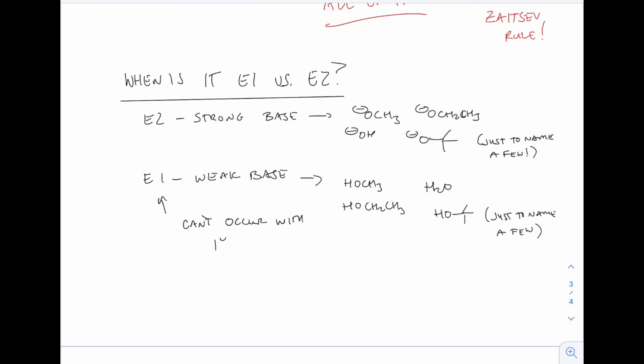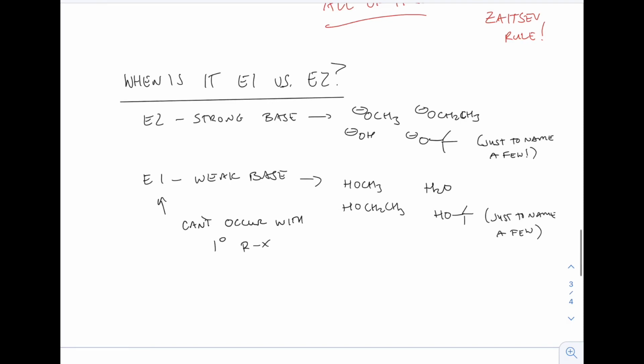And also, just remember that the E1 can't occur with the primary alkyl halide. It's too unstable of a carbocation intermediate. And so if it's secondary or tertiary, then you're going to start looking at the strength of that base to differentiate between the two mechanisms.